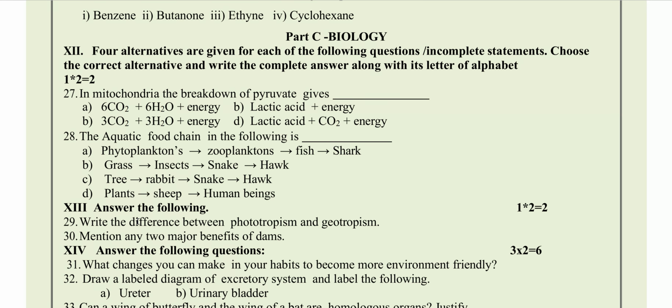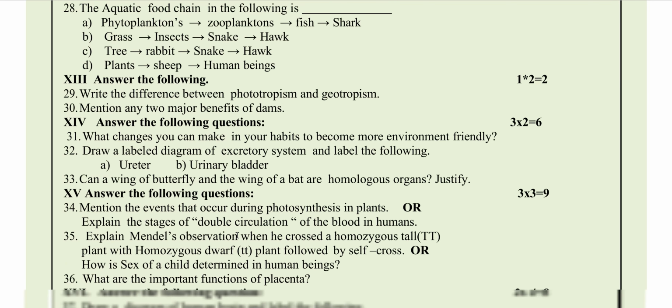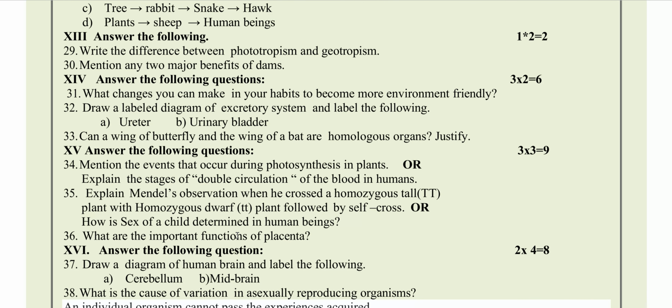Next, 13th main, answer the following. Write the difference between phototropism and geotropism. Next, mention any 2 major benefits of dams. Benefits means advantages. Next, 14th main, answer the following questions. Each question carries 2 marks, total 6 marks.